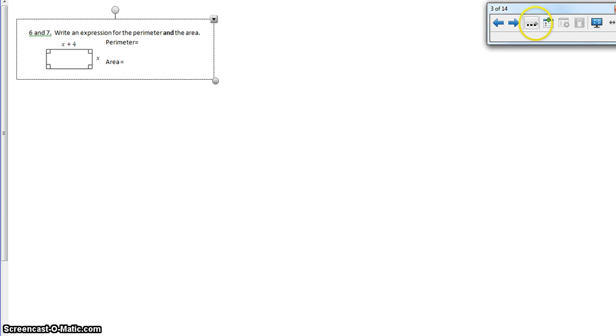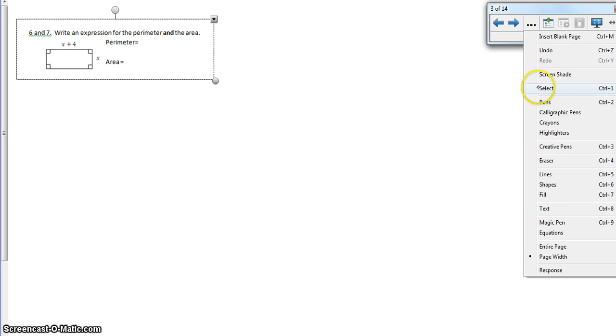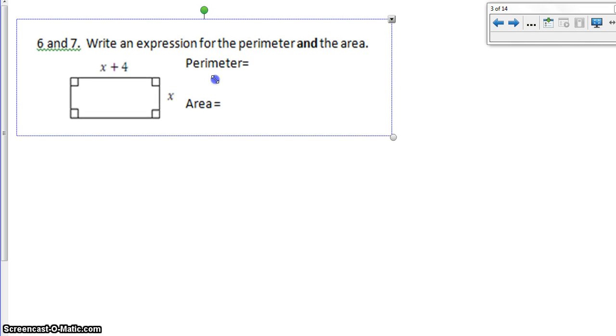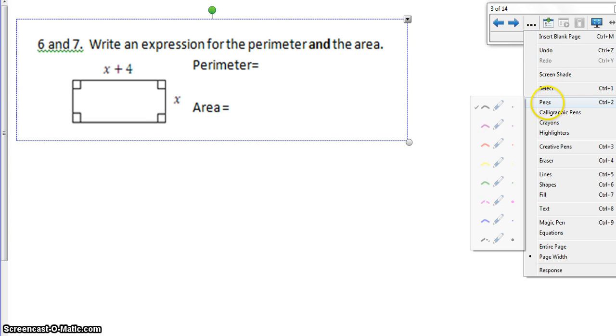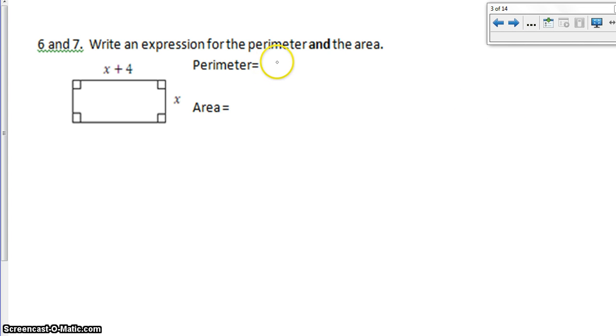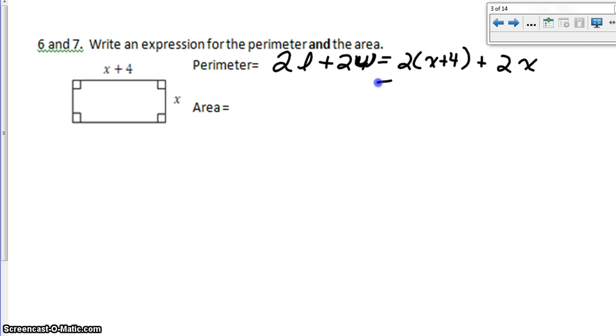Now, let's talk about using geometry when we're doing algebra. In this case, we want to write the perimeter and the area. Some of you lost just a few points on this. Remember, perimeter is 2 times the length plus 2 times the width, which would equal 2 times x plus 4 plus 2, I'm sorry, that should be a W there, times x. Well, ladies and gentlemen, it's not finished until you combine like terms. This is 2x plus 8 plus 2x. Final answer would be 4x plus 8.